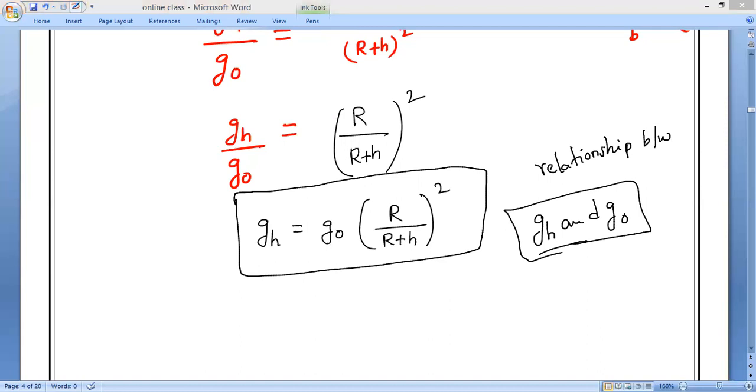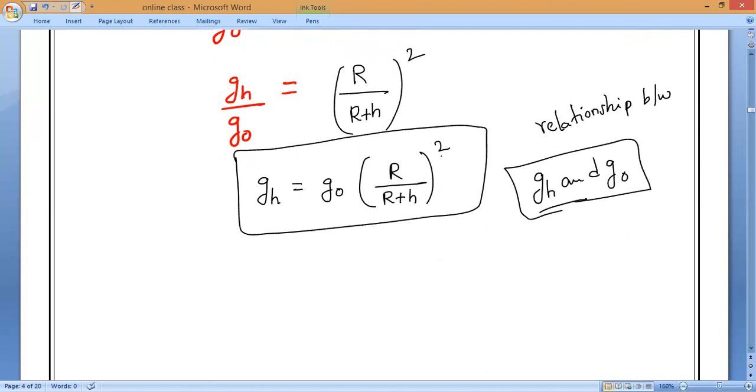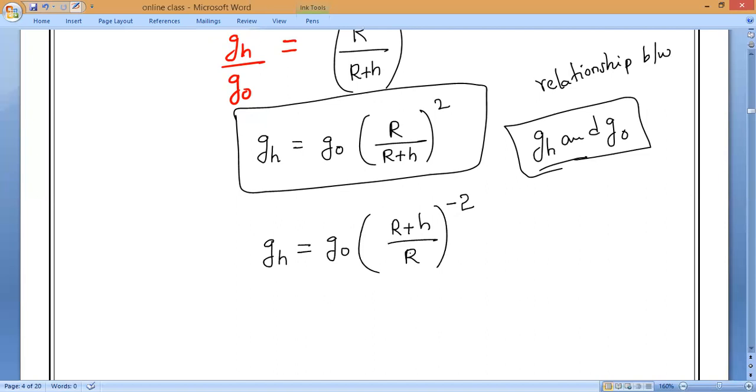Okay. Now, I want to make it reciprocal. R plus h by R. Then what will happen? The power will become negative. Power will become negative. How many of you know this one? I want to make this one reverse. gh is equal to g naught into R plus h divided by R. Then what about the power? Minus 2. So please remember that. I just took the reciprocal. Understand?